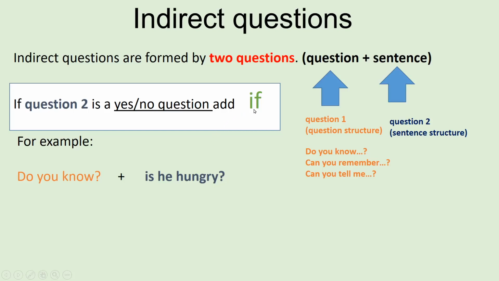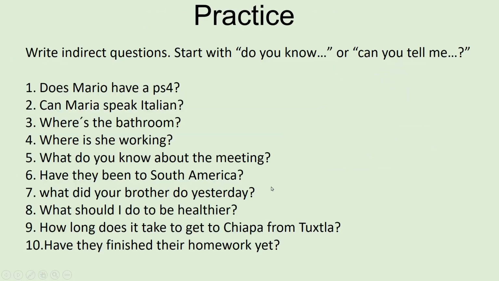Now, if question number two is a yes/no question, like in here, we use if. So how can we tell if it's a yes/no question? Because we can answer it just by saying yes or no. Is he hungry? You can say, yes, he is, or no, he's not. So in this case, you can say, do you know if he is hungry? So as you can tell, he is, sentence structure.